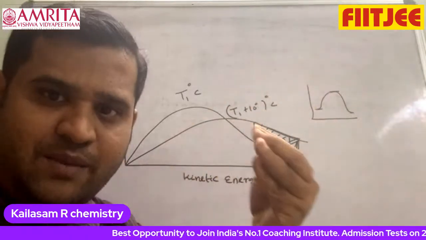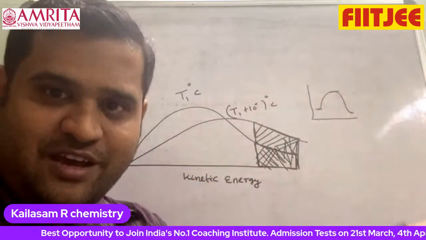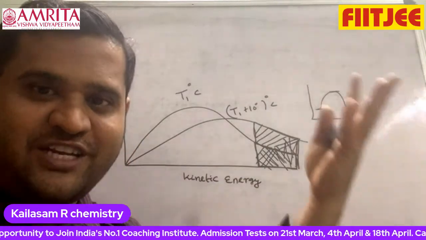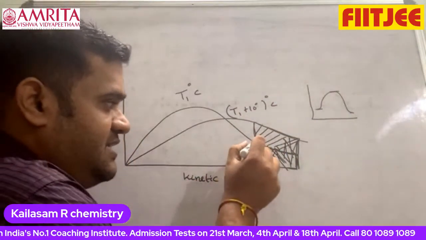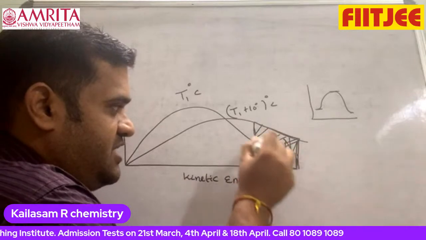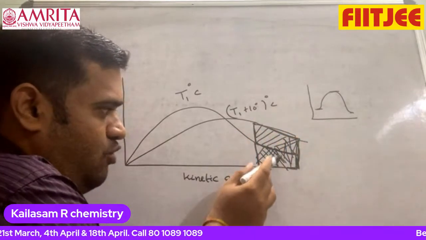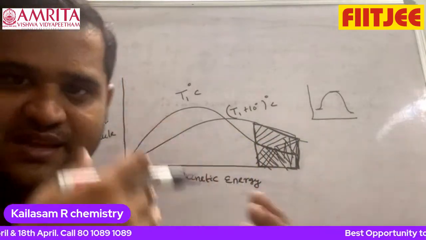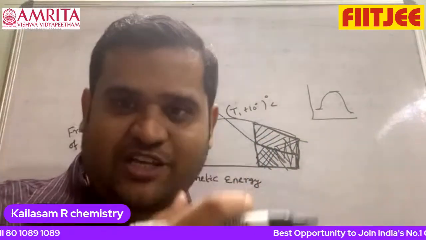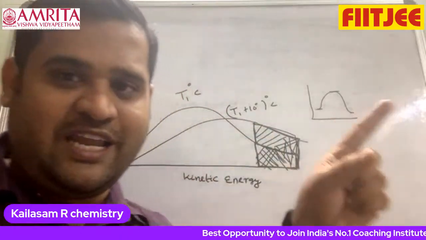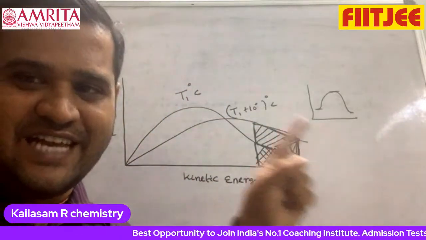When more molecules take part in the chemical reaction, obviously I'm going to get more product, therefore the rate of reaction increases. Now observe this: when temperature is T1 degrees Celsius, and this is T1 plus 10 degrees Celsius, it is almost double, right? That means every 10 degrees Celsius, the rate of reaction increases 2 times. That's what Arrhenius says. Are you able to follow?